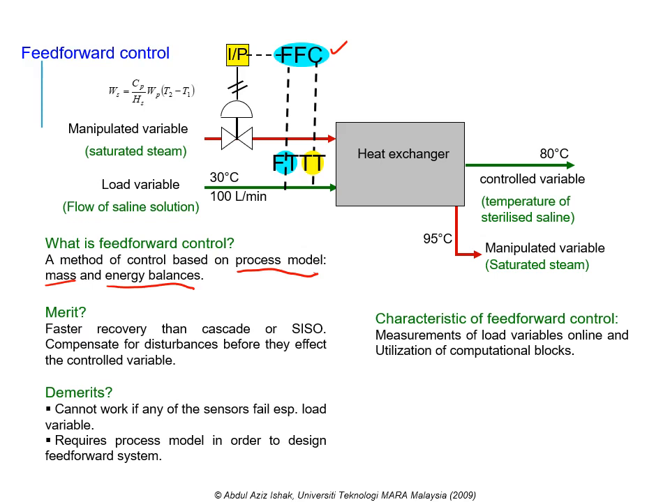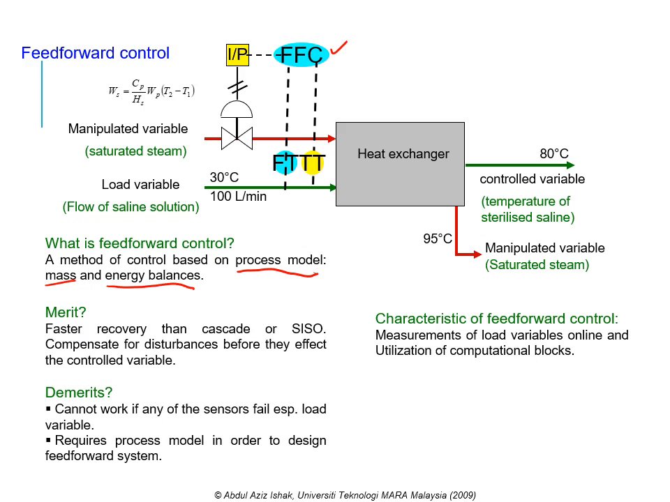Basically, the characteristics of the feed-forward controller are that it measures load variables online and makes use of a computational block. These are the two characteristics defining feed-forward control. And then we move to the advantages of the feed-forward controller. Basically, the feed-forward controller has faster recovery than the cascade, SISO or feedback controller. It compensates for disturbances before they affect the control system or the control variable.